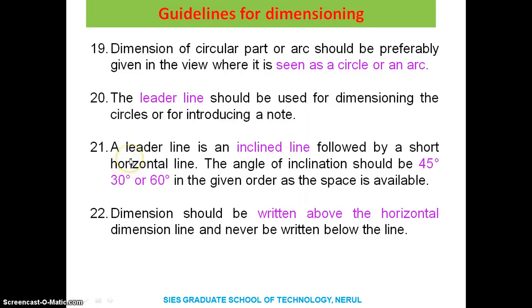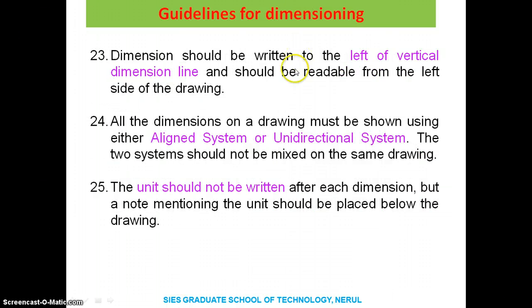What is a leader line? A leader line is an inclined line that is followed by a short horizontal line. For the inclined line, the angle of inclination should be 45 degree, 30 degree or 60 degree. Generally it should be 45 degree. If space is not available, then use 30 degree or 60 degree to give a leader line. The dimension should be written above the horizontal line and never below the horizontal line. For vertical lines, it should be written to the left of the vertical line and should be readable from the right hand side of the drawing.